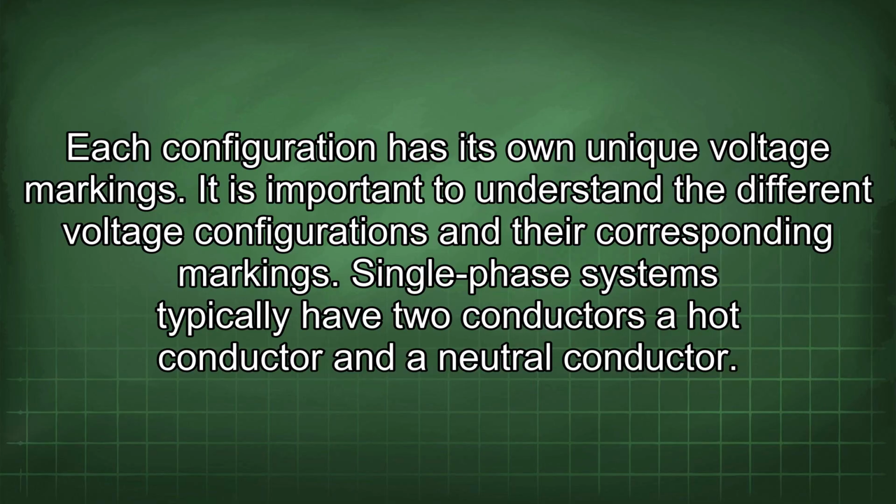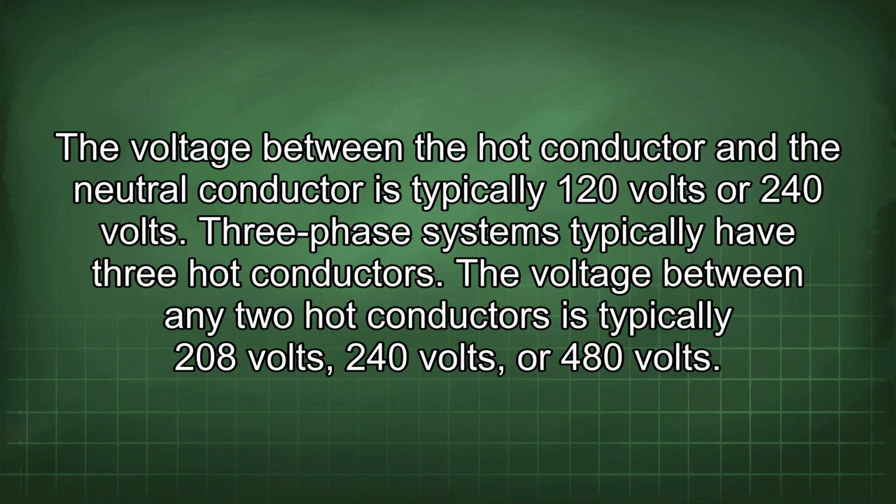Single-phase systems typically have two conductors, a hot conductor and a neutral conductor. The voltage between the hot conductor and the neutral conductor is typically 120 volts or 240 volts. Three-phase systems typically have three hot conductors. The voltage between any two hot conductors is typically 208 volts, 240 volts, or 480 volts.